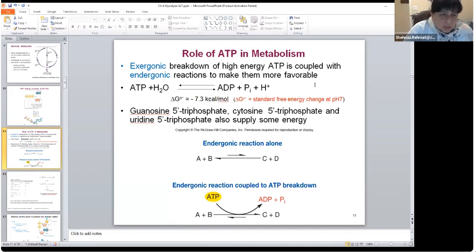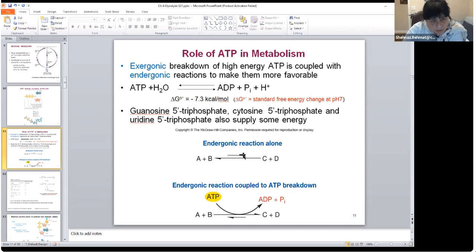Endergonic is when you take away and you produce. So these exergonic and endergonic reactions are tied together, where ATP or GTP will be providing the energy to run some of the reactions. So here is an endergonic reaction alone being shown, where A plus B has to be converted to the product C plus D. And you can see by the arrow that the forward reaction is stunted. It does not occur very easily.